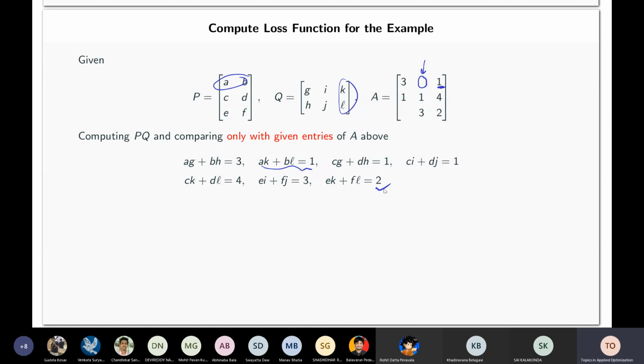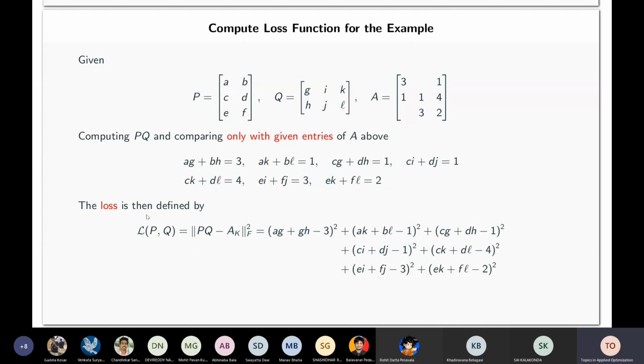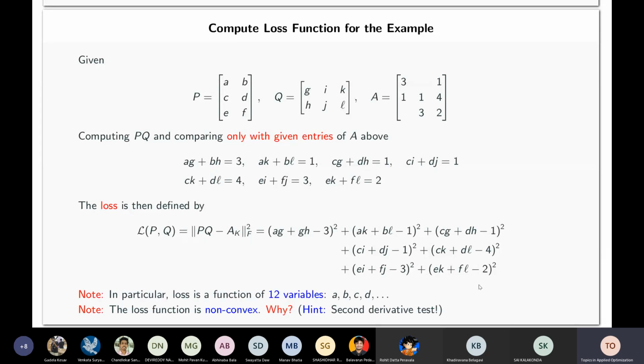Now we are supposed to formulate an error function from this. We will take the difference of all of these and sum the differences. This is the loss function that we define, L(P,Q), which is PQ minus A_K, the sum of the squares of the losses. In particular, the loss can be seen as a function of 12 variables: 6 variables here and 6 variables here. So in total, 6 plus 6 is 12 variables.